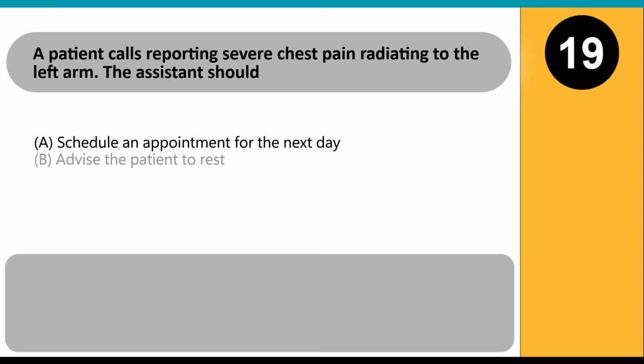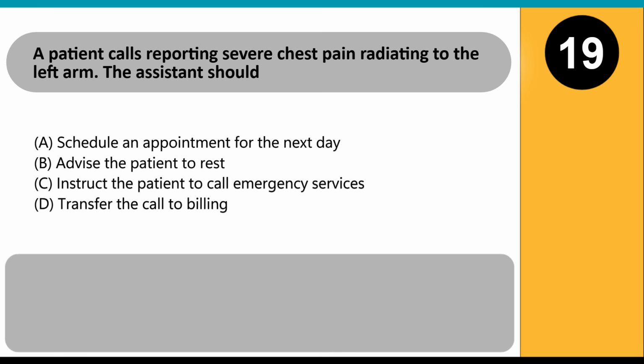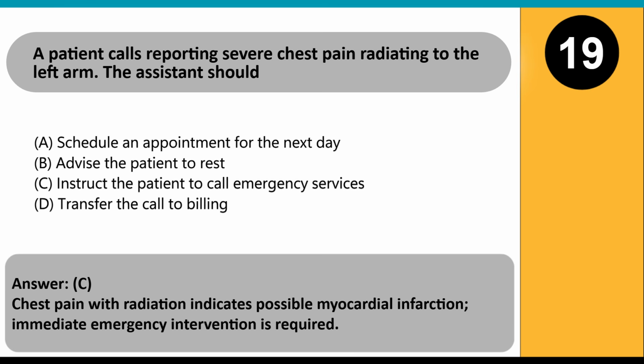A patient calls reporting severe chest pain radiating to the left arm. The assistant should A. Schedule an appointment for the next day. B. Advise the patient to rest. C. Instruct the patient to call emergency services. D. Transfer the call to billing. Answer C. Chest pain with radiation indicates possible myocardial infarction. Immediate emergency intervention is required.